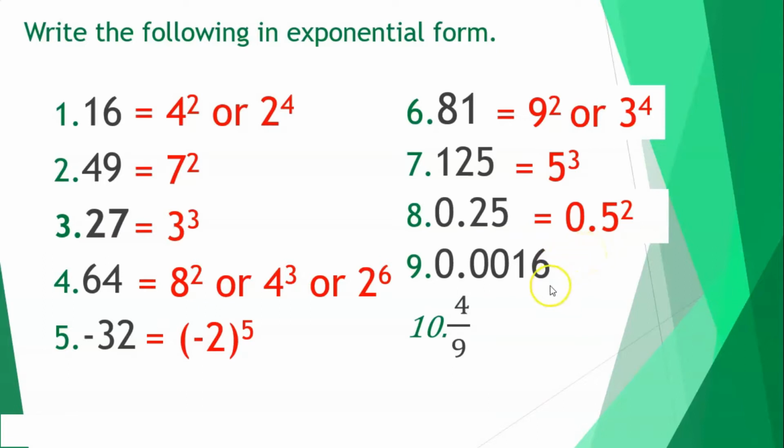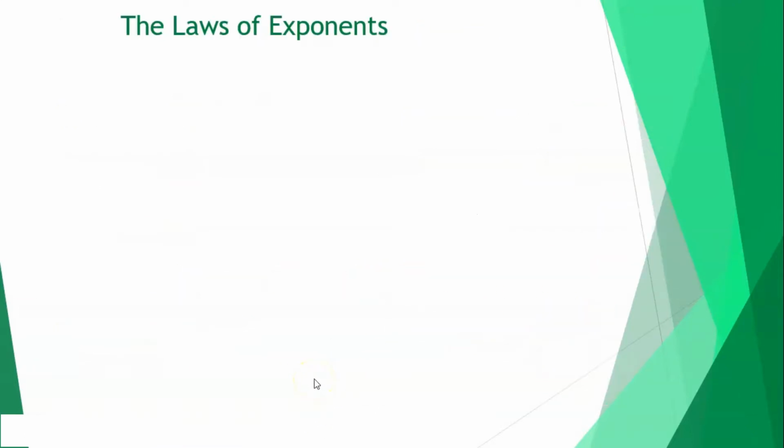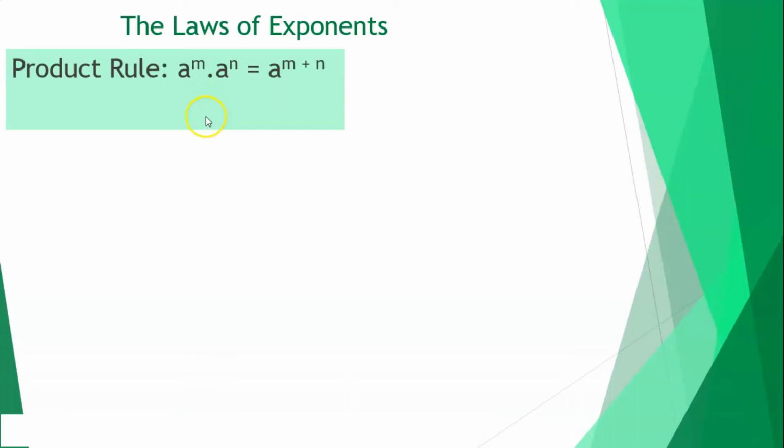And 0.0016 could be written as 0.04 squared, while 4 over 9 could be written as 2 over 3 to the power of 2. Now, in simplifying rational exponents, it's very important that we review the laws of exponents. So let's start with the product rule, in which if you multiply exponential terms of the same base, copy the base and add the exponents.